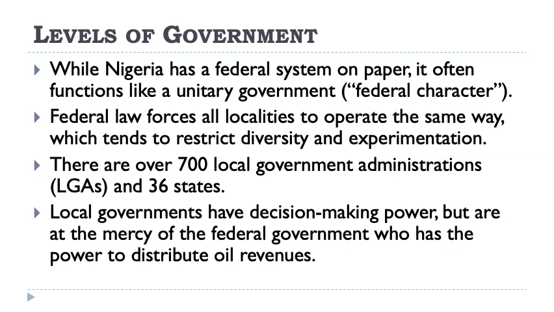And you know, this is a rule of social science that if you don't let anybody make any decisions at the lower levels, then there's not really going to be any diversity or experimentation. You have a unitary system in effect. There are 700 local government administrations, 36 states, but they basically do what the federal government wants them to do. They have little decision-making power, and all they really do is be placed in charge of distributing the revenues that come in from oil.